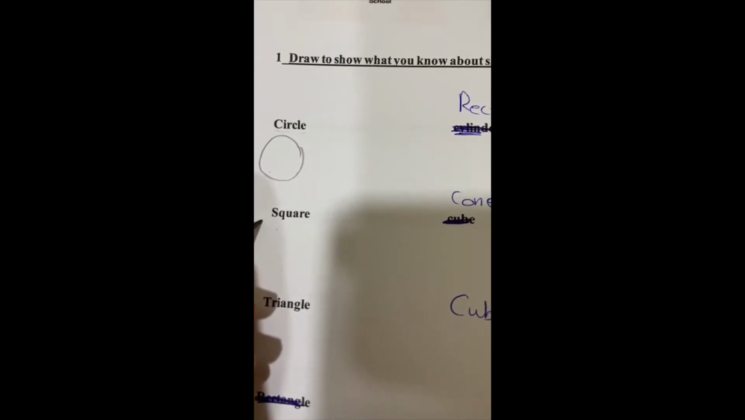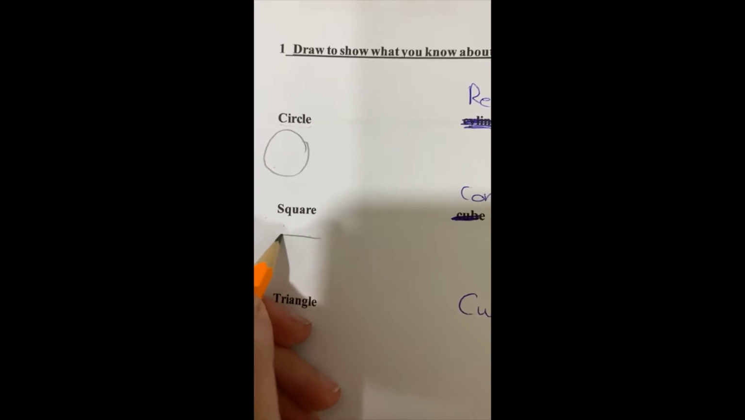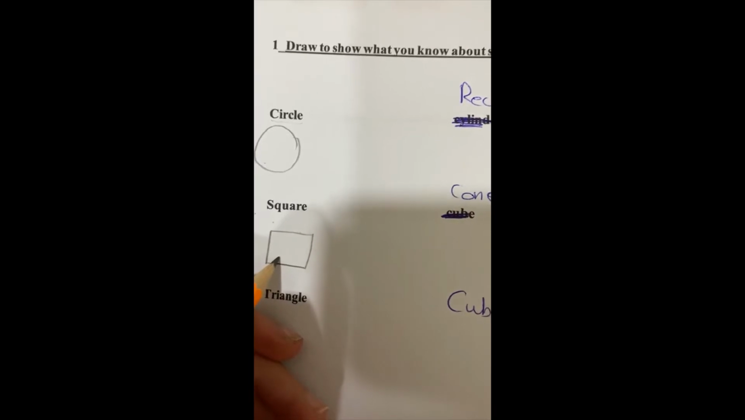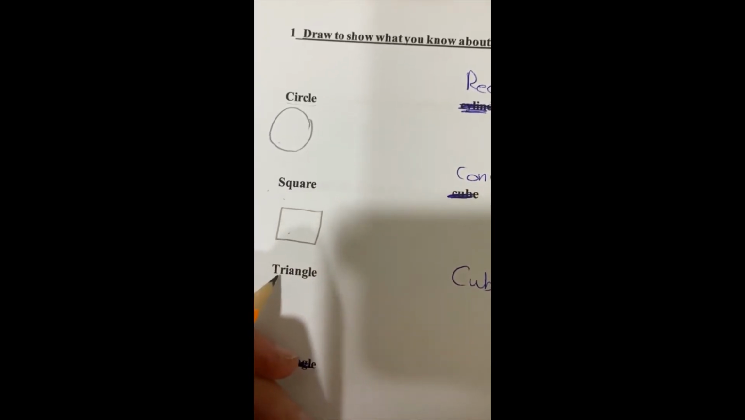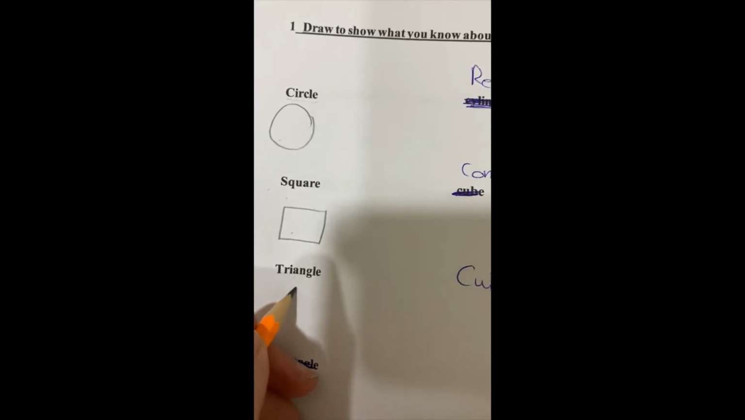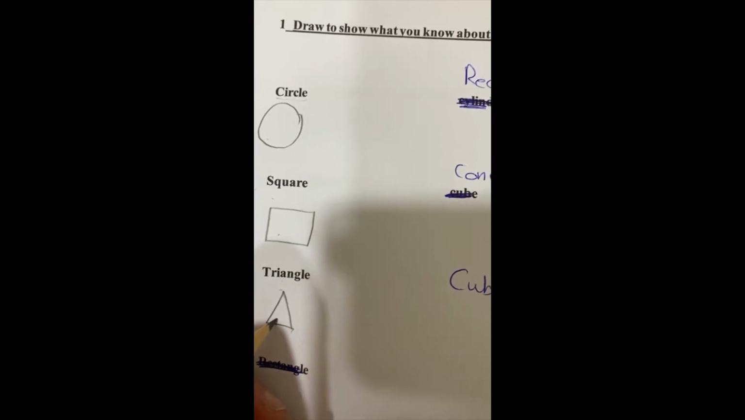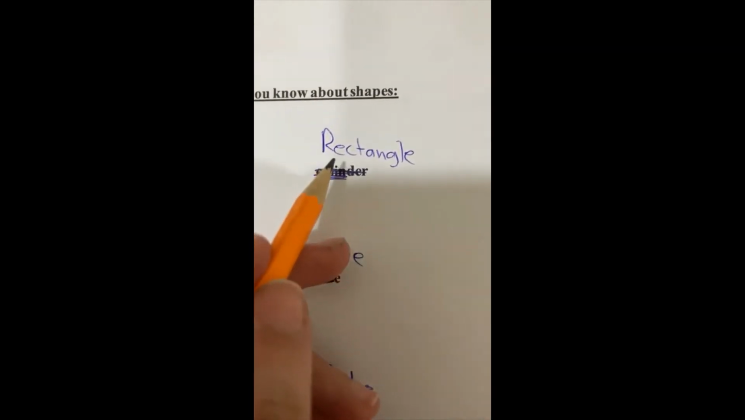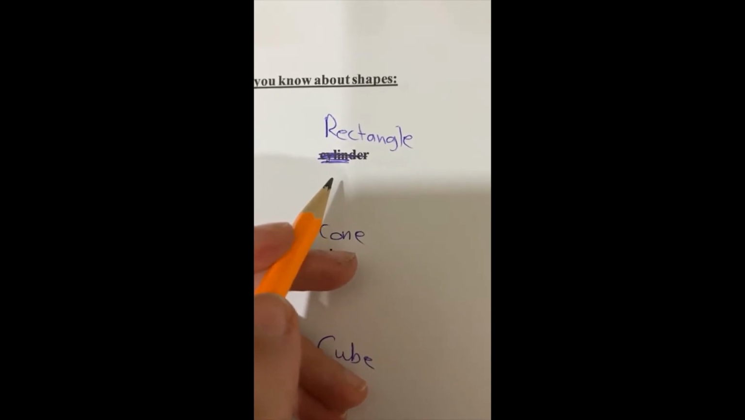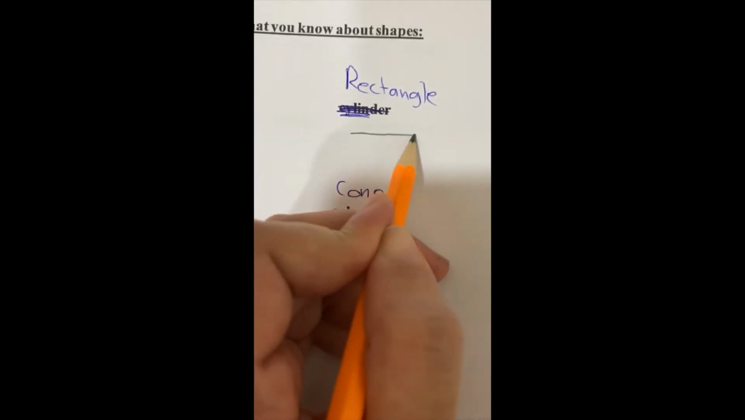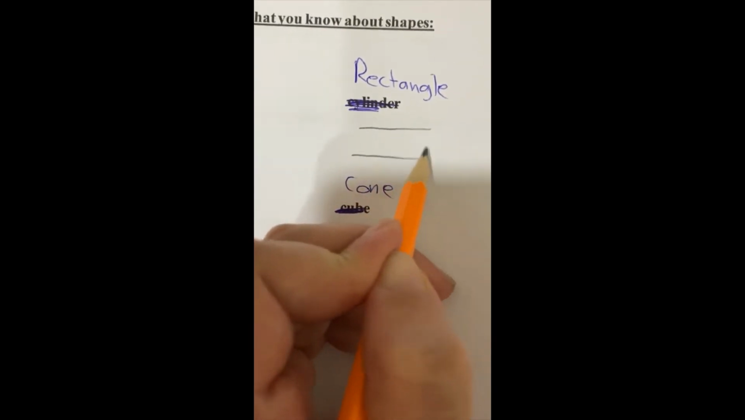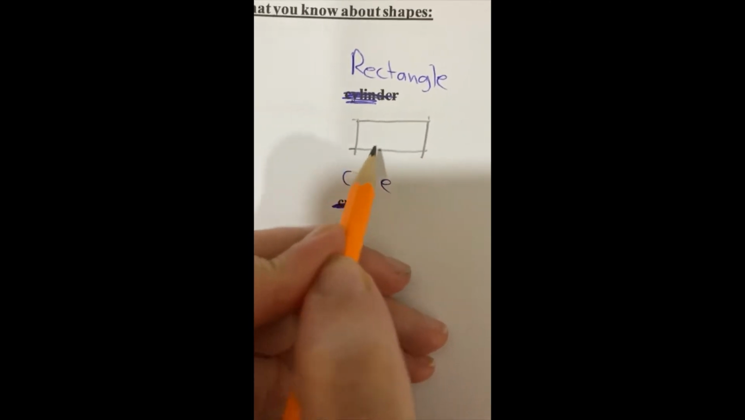Then a square. 4 sides with the same length. 2, 3, and 4. So this is a square. Then triangle. 3 equal sides. So this is a triangle. Then the rectangle. 4 sides, but it's longer than the square. So this is rectangle.